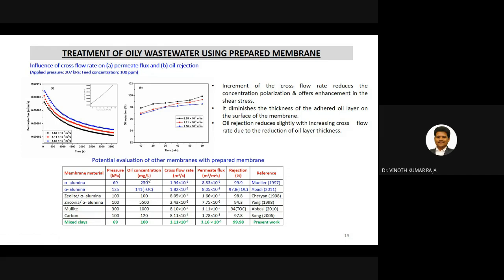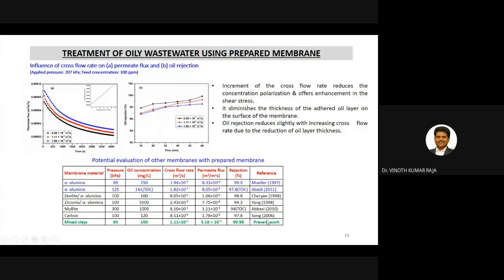Also, we have chosen a lower oil concentration. As I said, the treatment of oil wastewater with a lower concentration is typical. Many of the conventional processes do not perform well when the oil concentration is low. With that idea, we have chosen a lower concentration. You can see the cross flow rate here, and we also have a comparable permeate flux. And look at the rejection, that is 99.98.